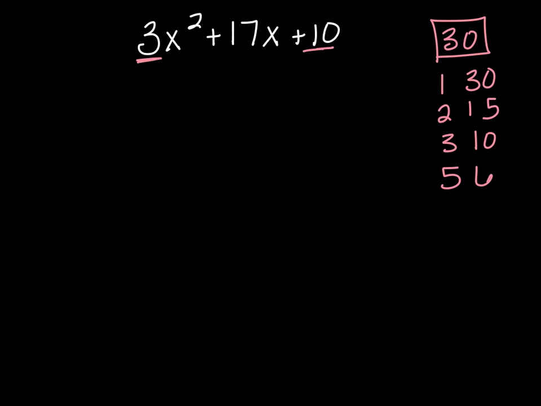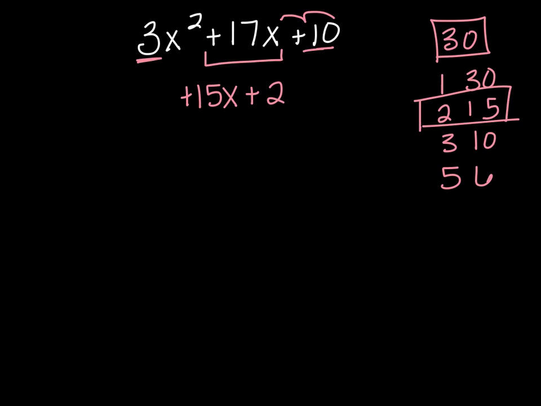Just like I did before, they need to add to give me 17. So those two add to give me 17. So I'm going to rewrite this middle term as plus 15x and plus 2x and bring the outside terms down.